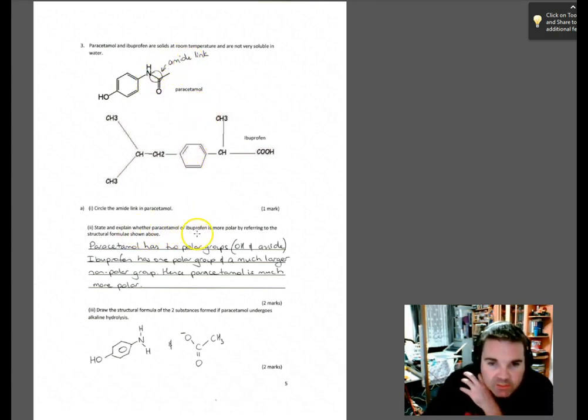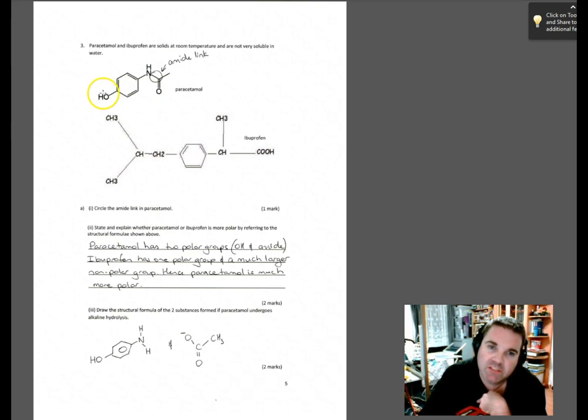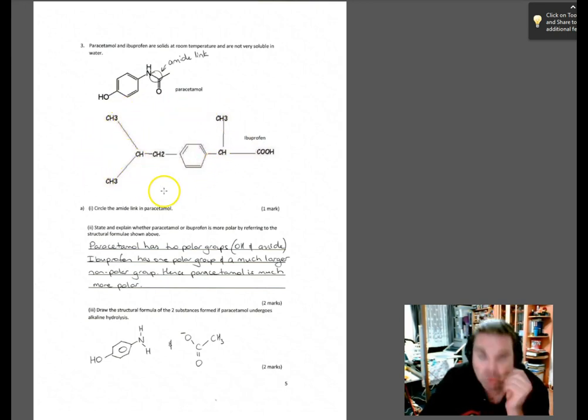State and explain whether paracetamol or ibuprofen is more polar by referring to the structural formulae above. Here in paracetamol, you've got a polar hydroxyl group and a polar amide group. So there's 2 polar functional groups here, and you've got a non-polar aromatic benzene ring. Here in ibuprofen, you've got a polar carboxylic acid group on the end, but all of this is non-polar, so it's a much bigger non-polar section. When you're answering a question about polarity, you must talk about polar groups and non-polar sections. Because ibuprofen has a much bigger non-polar section and only 1 polar group, it's going to be less polar, so paracetamol is going to be more polar.